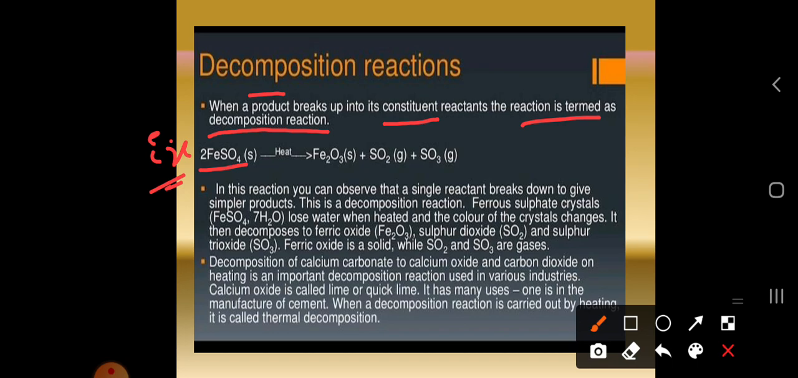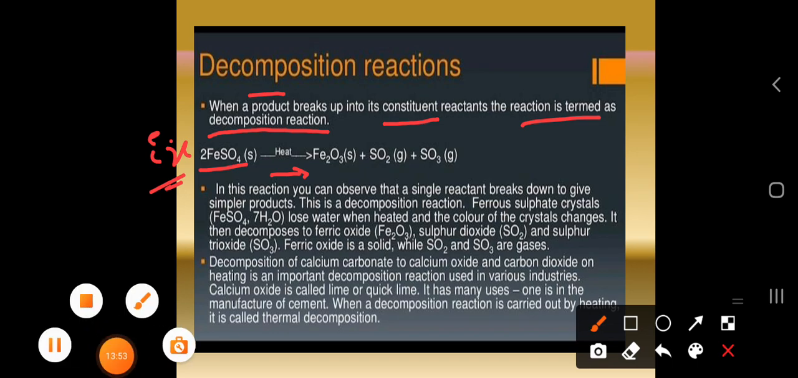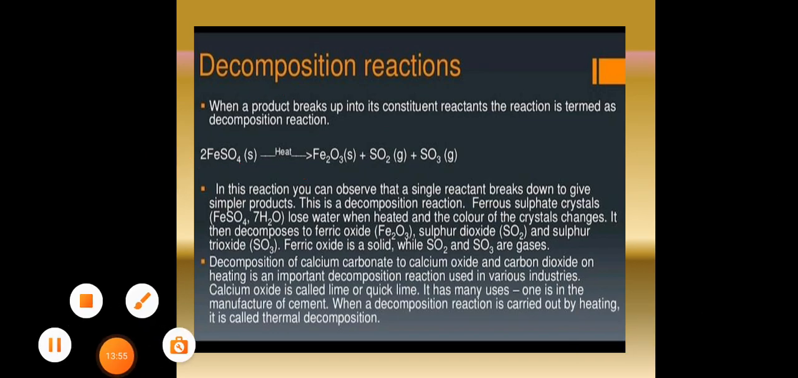That is FeSO4, which is in solid form, and after heating it breaks down into 3 constituent products. What are those products? Fe2O3, which is in solid form, SO2 gas, and another is SO3 gas. So this reaction we have explained here. Let us discuss one by one.